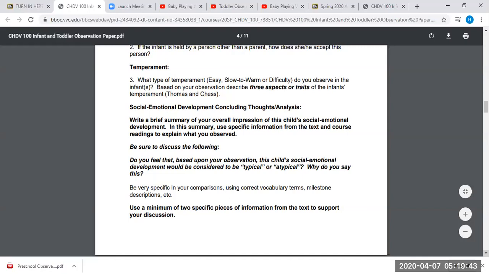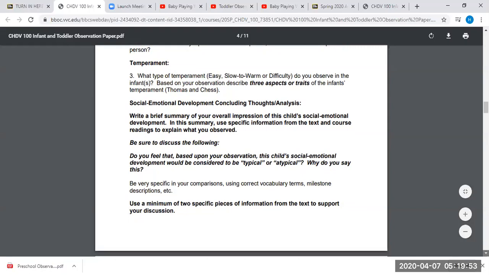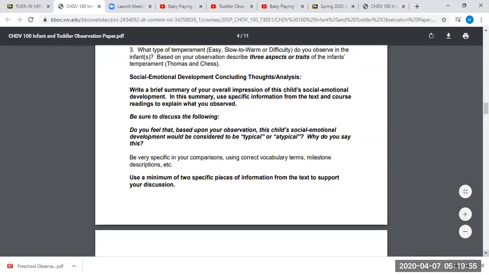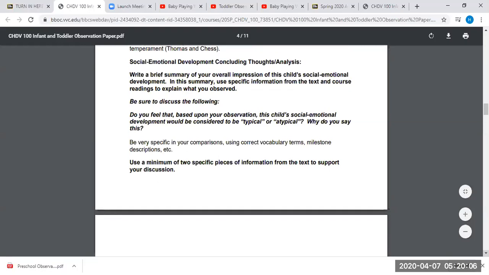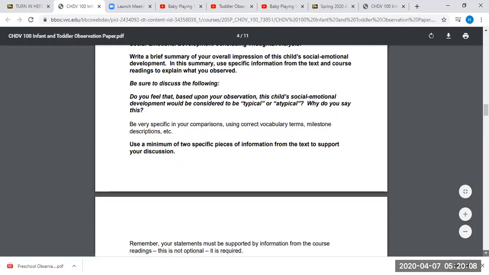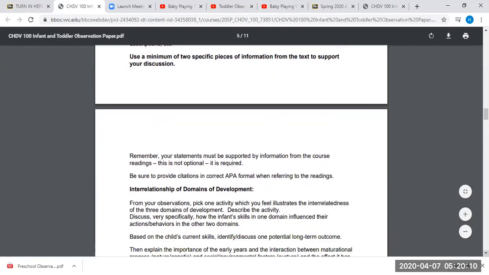So this is a brief summary, but I like detail. Talking about social and emotional specifically, I want you to connect the textbook or PowerPoint to what you observe. Once again, you're going to address if the child's typical or atypical. Remember, this child was only 7 months old. I'm looking for specific vocabulary terms. I'm looking for milestone descriptions. And you do need to cite in APA, so support your claims. You need to cite at least 2 times.